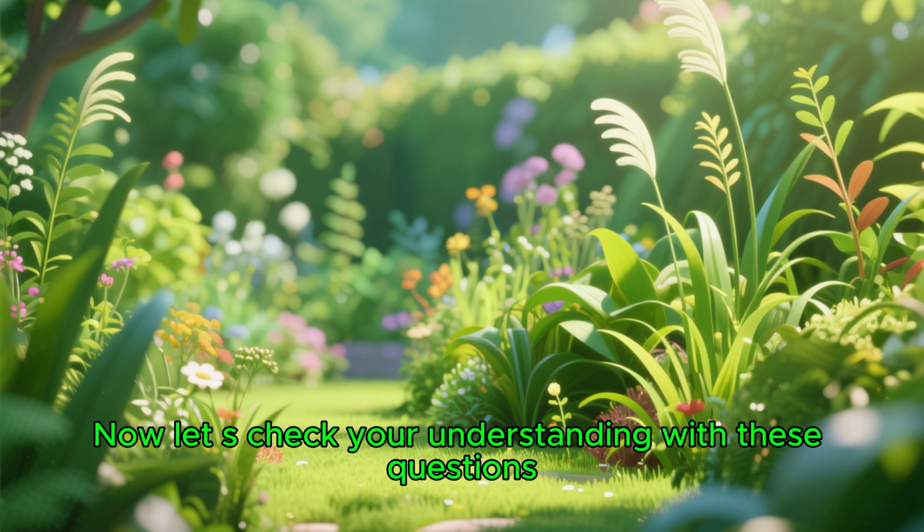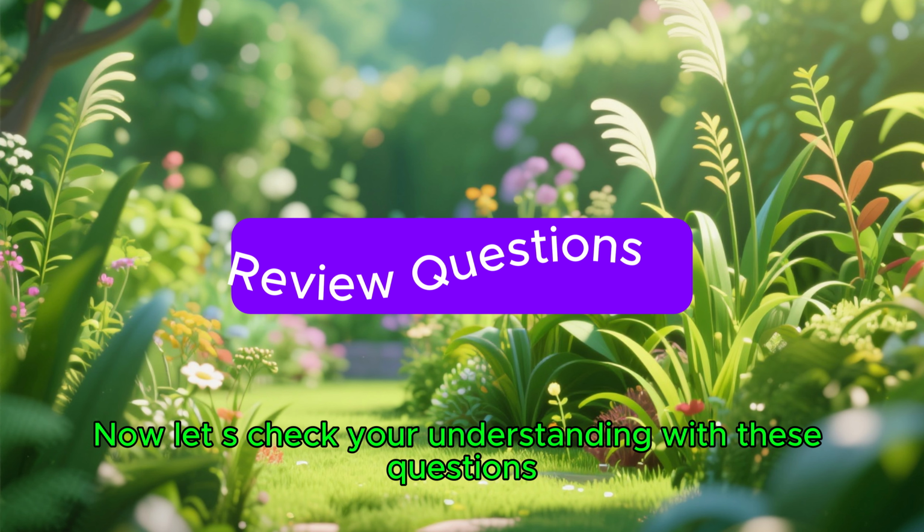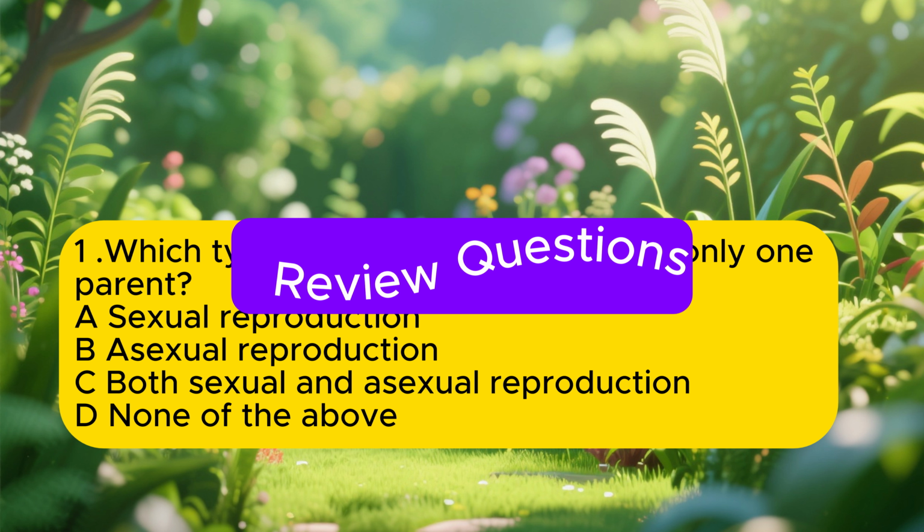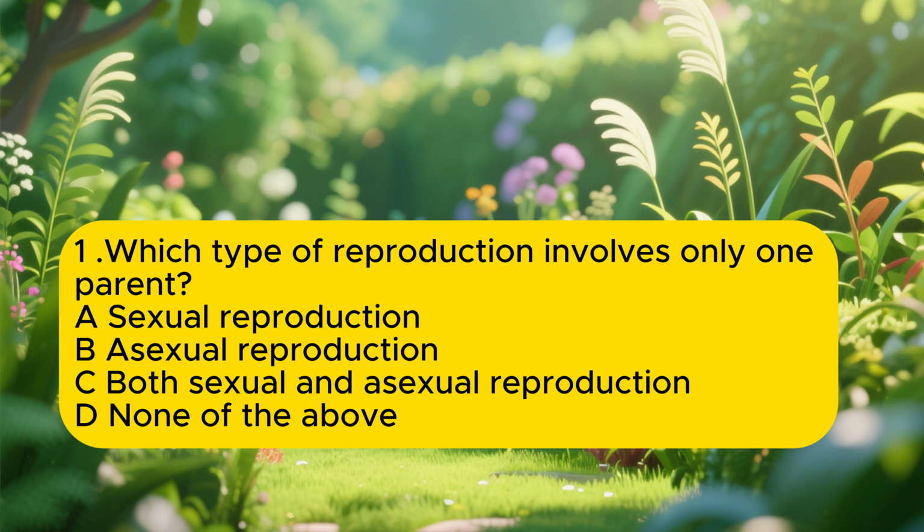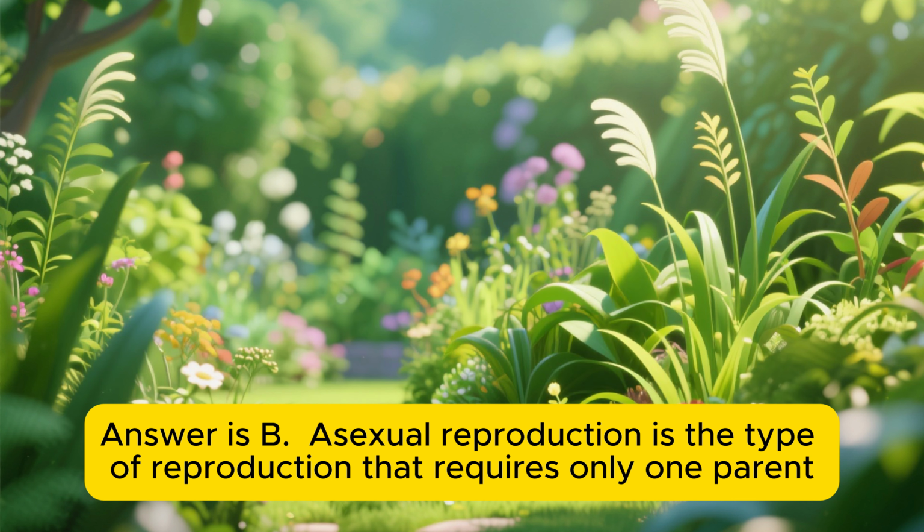Now let's check your understanding with these questions. 1. Which type of reproduction involves only one parent? A. Sexual reproduction. B. Asexual reproduction. C. Both sexual and asexual reproduction. D. None of the above. Answer. Asexual reproduction is the type of reproduction that requires only one parent.